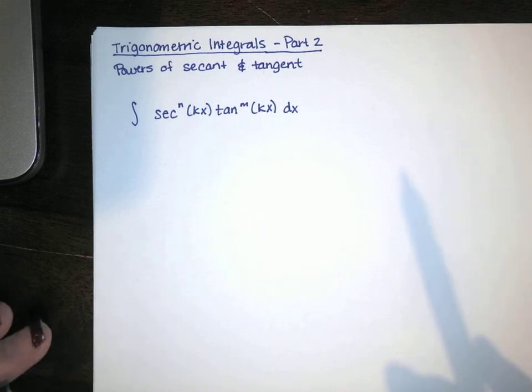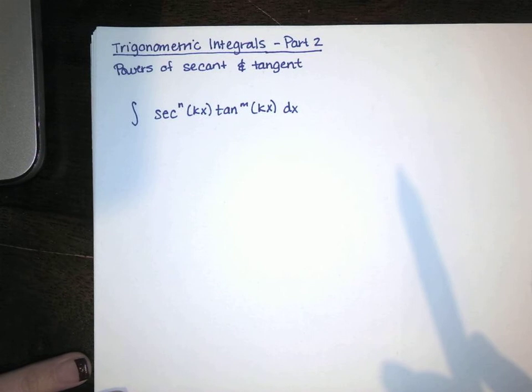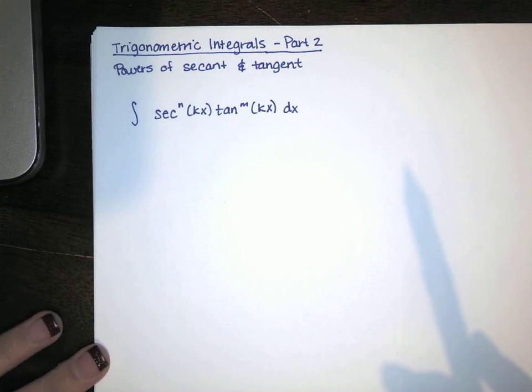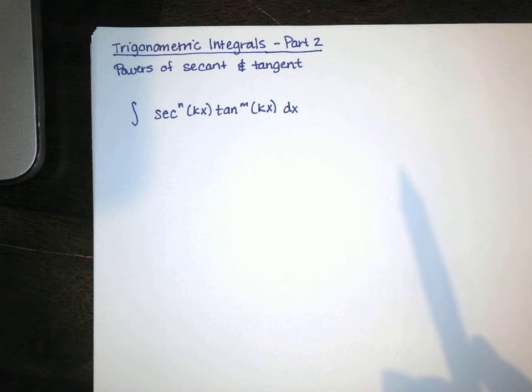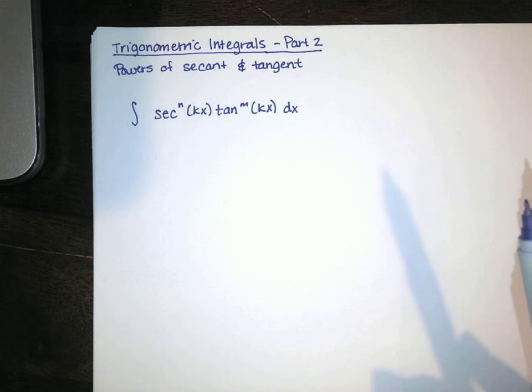With the sine and cosine integrals that we just saw in the last video, there were really only three cases. If the power of sine was odd and positive, you made one substitution. If the power of cosine was odd and positive, you made a different one. And if both powers of sine and cosine were even and non-negative, then we handled it using power-reducing formulas.